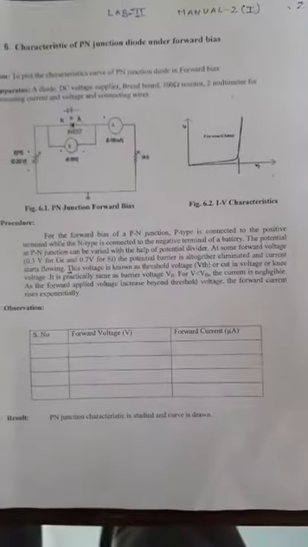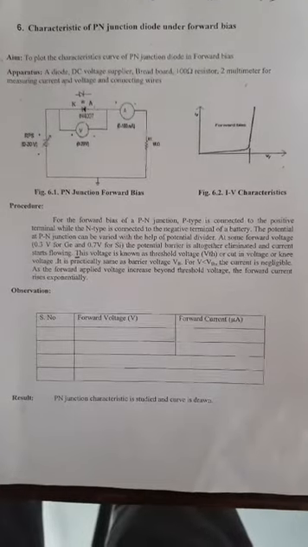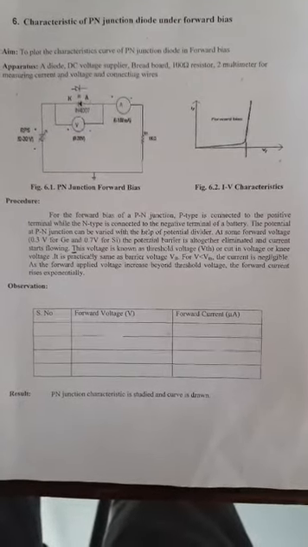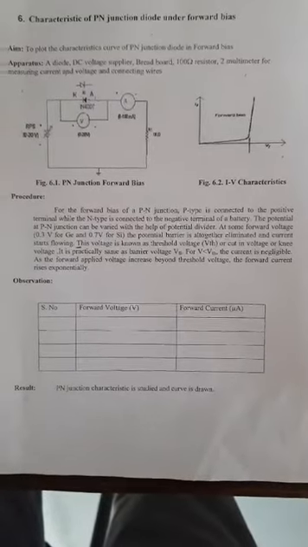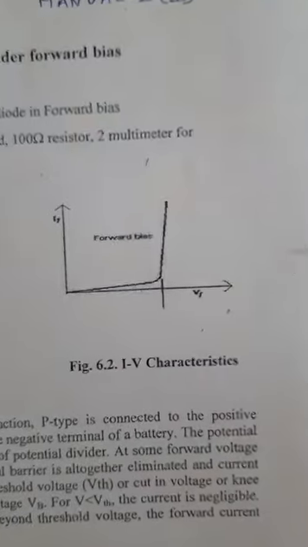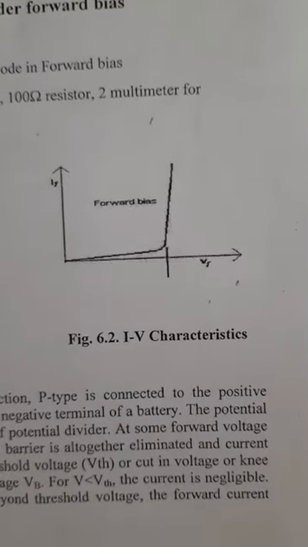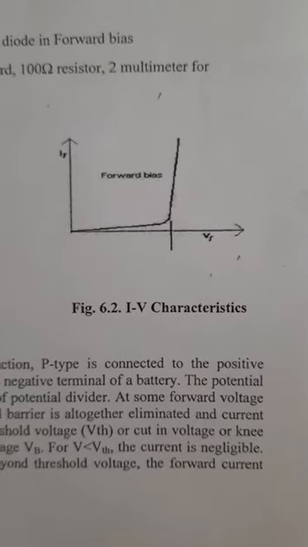So here we have the lab manual. You can see the lab manual and the observations that we need, which are the forward voltage as well as the forward current. These two observations we need, and the model graph is also shown here. You can observe the model graph, the IV characteristic of the PN junction diode in forward biasing. So let us complete this circuit diagram.